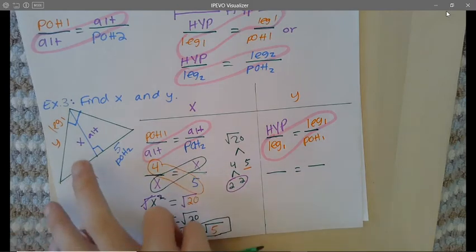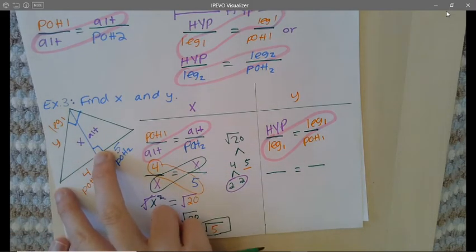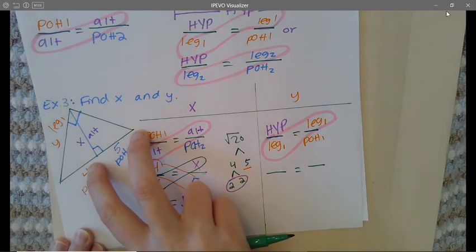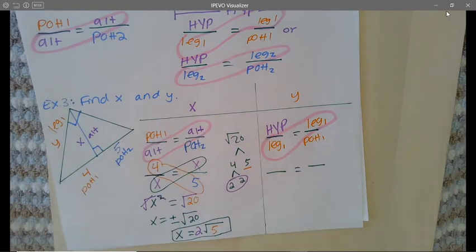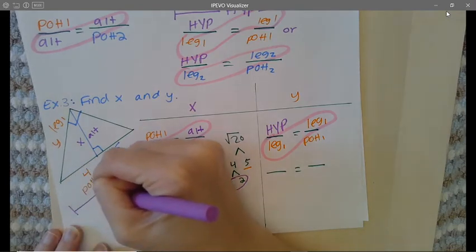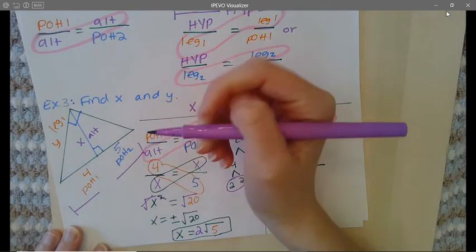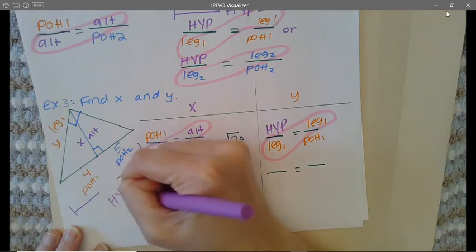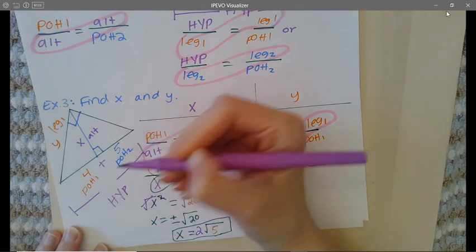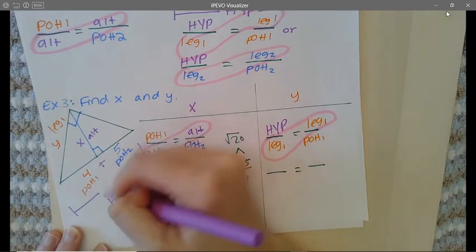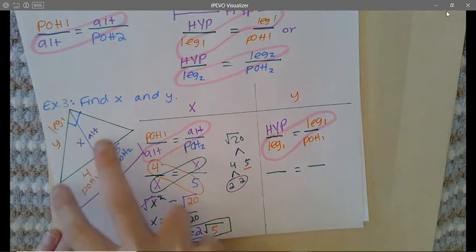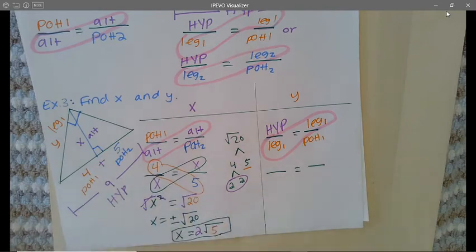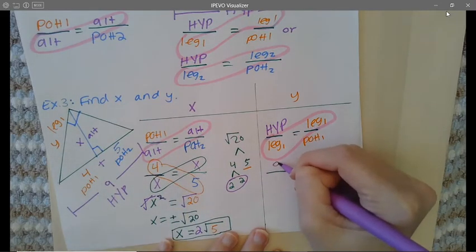Okay, so if I know this piece of the hypotenuse is 4, and this piece of the hypotenuse is 5, how do I find the entire hypotenuse? How do I find the length from here all the way to here? Well, I'm going to add these two together. So the 4 and the 5 will give me 9. Okay, so the entire hypotenuse is going to be this piece plus this piece, which is 9. So my hypotenuse is 9.